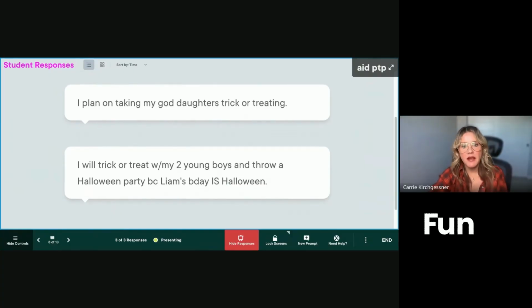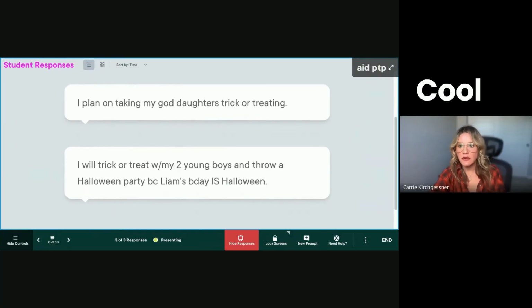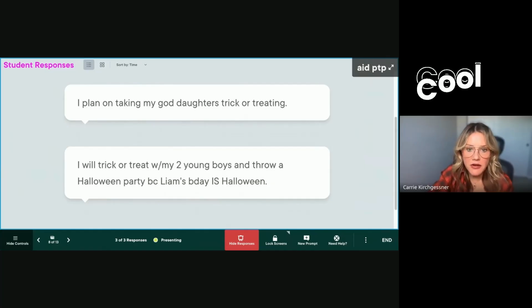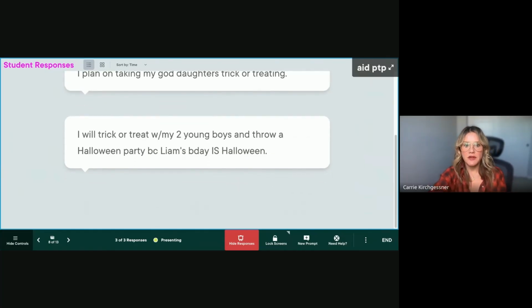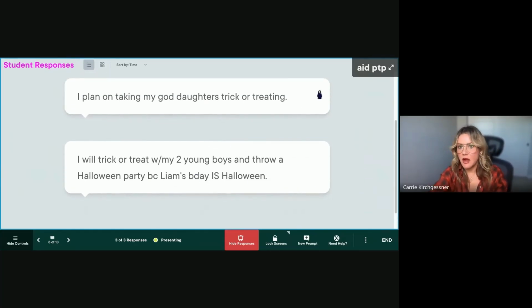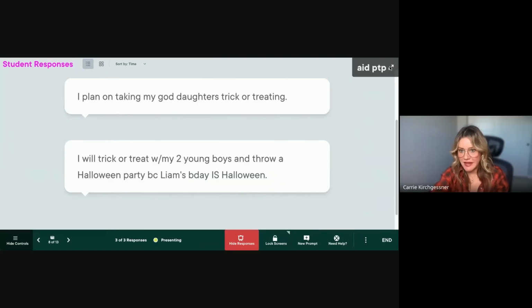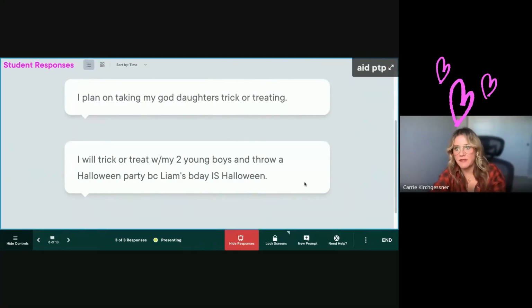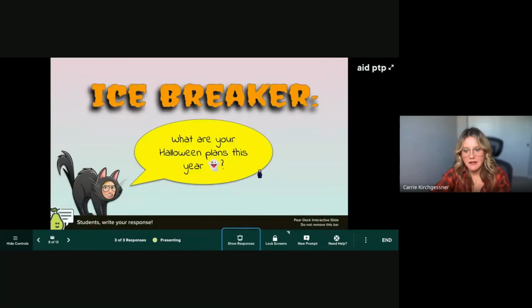I plan on taking my goddaughters trick-or-treating. Oh, that's cool. You're a godfather or mother? That's awesome. Trick-or-treating, because Liam's birthday is on Halloween. My boy's birthday is Halloween, so it's exciting. It's always an exciting time of year for us. You're a godmom? Cool. I love it.